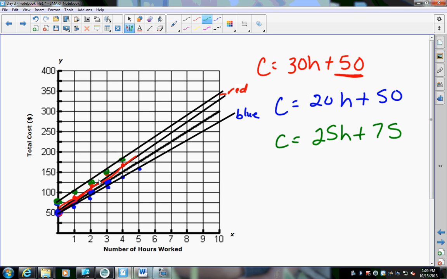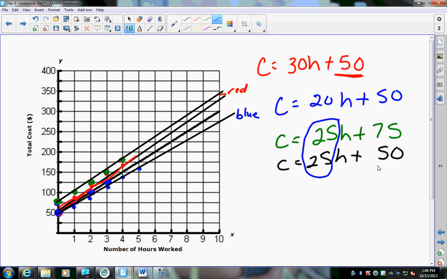So now, this one, I'm comparing my green one to the original. How did the green one change compared to the original? Did the steepness change? My slope deals with the steepness. Did these numbers change? No, they did not. They are the same steepness. These two lines are parallel lines.